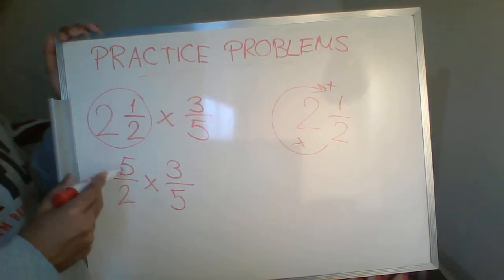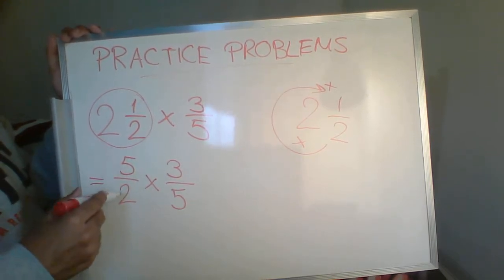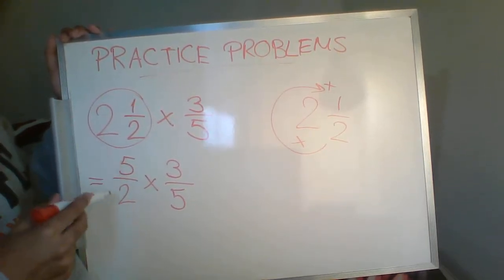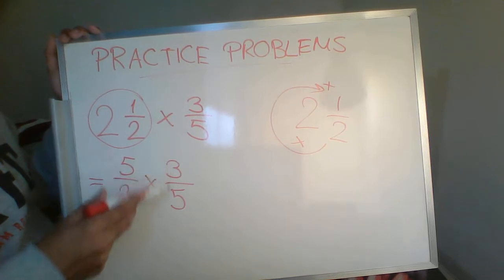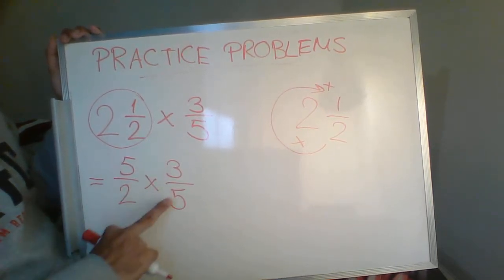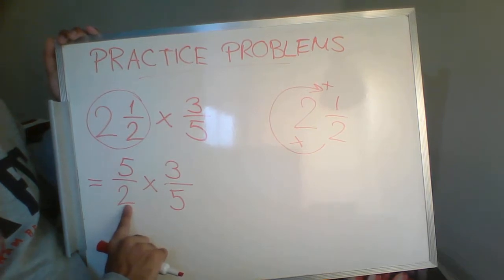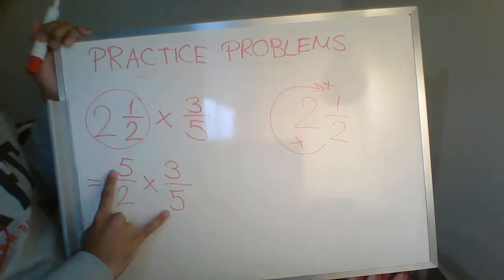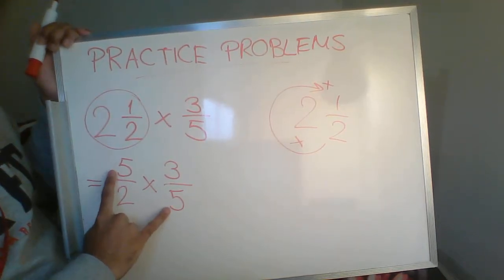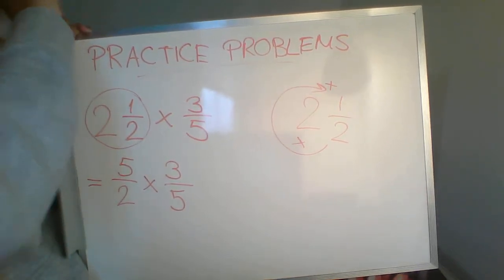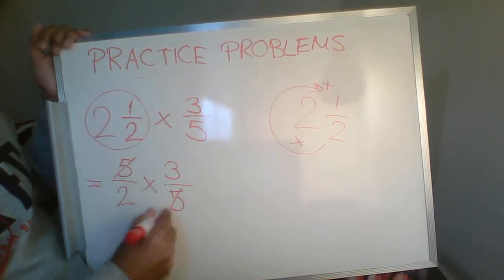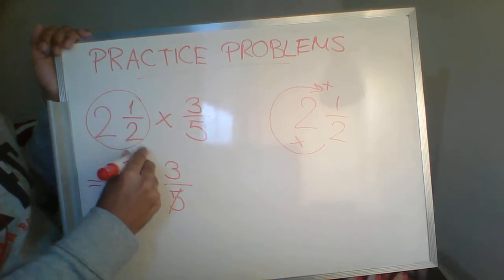So I can't reduce 5/2. I can't divide both of those numbers by anything that they have in common. I can't do that for 3/5 either. I also can't do it for that 3 on top and this 2 on the bottom, but I can do it for those two 5s, right? So I'm going to take those two 5s and divide each one of them by 5, which is their highest common factor.